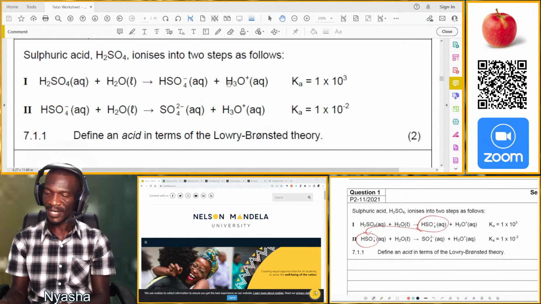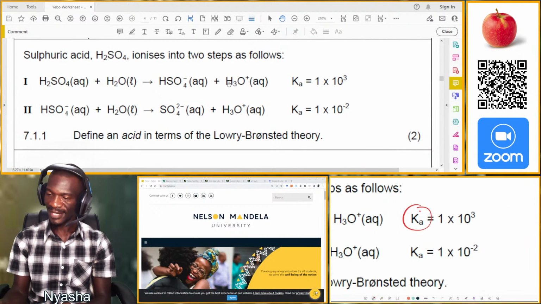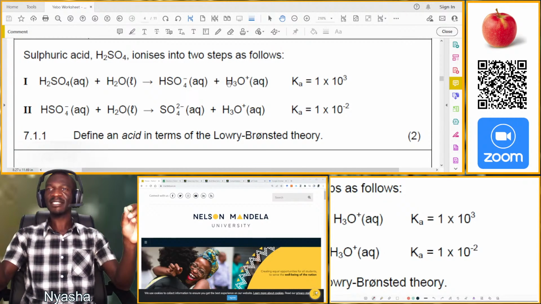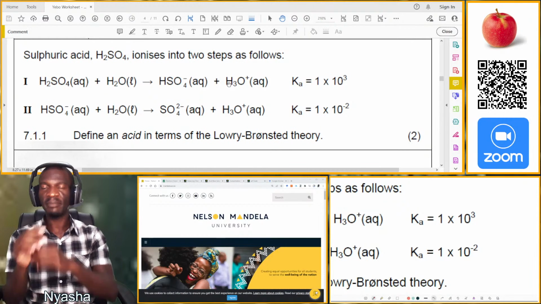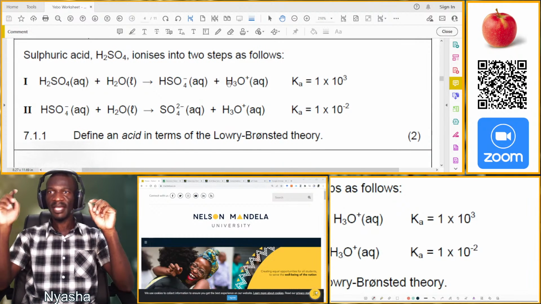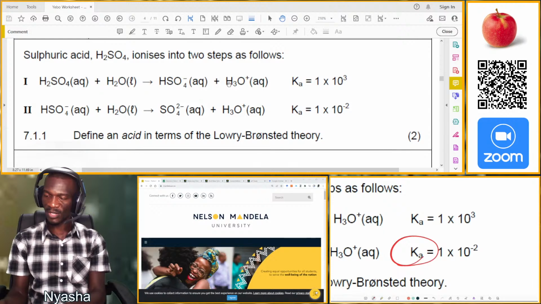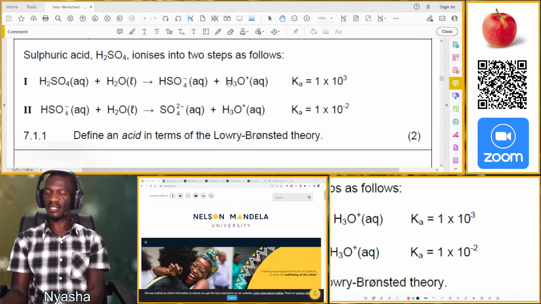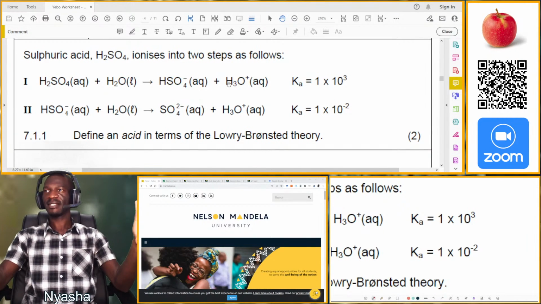Then in these two processes, the following parameters are given. We're given the Ka, the equilibrium constant of the acid dissociation step, and also an equilibrium constant of the second dissociation step. So the HSO4 minus ion will also dissociate according to what is seen, and the extent to which it dissociates is characterized by that Ka, which is the dissociation constant. So that is what is taking place.